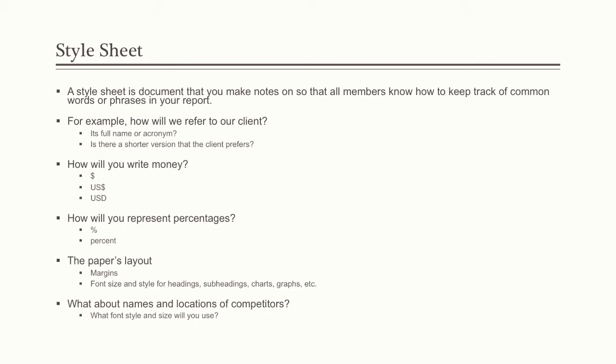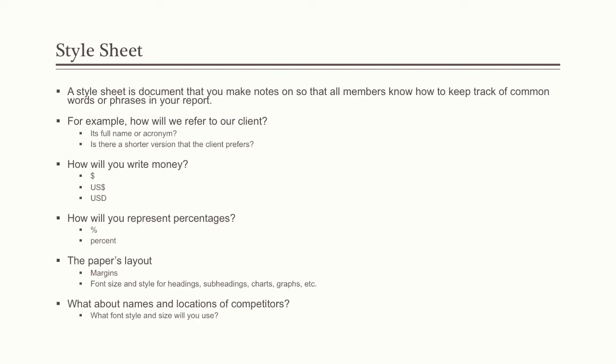Okay, so one area that a lot of groups make mistakes in is they don't know how to refer to their client. Sometimes they don't know if their client should be ABC Pest Control, ABC Pest Control Limited, or just ABC. But when you're not consistent throughout the report, it eats away at your credibility. So you need to decide how you're going to refer to your client, and then everyone refers to the client the same way. Also, when you write money, are you going to use a dollar sign?